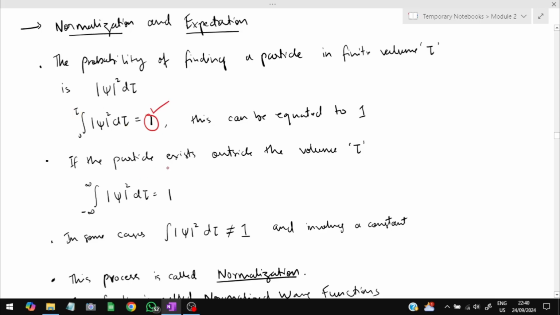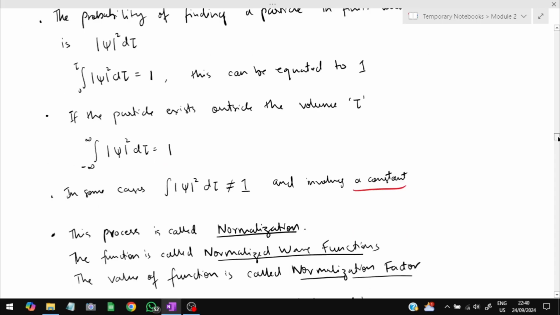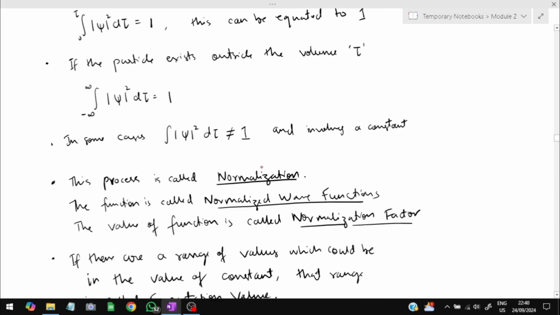If the particle exists outside the volume, then the limits will turn from minus infinity to plus infinity, and still it will be 1 because we are saying the particle exists. In case it is not equal to 1, it involves a constant. This is all you need to know. These three main points are there, and this whole process is called normalization. The function is called the normalized wave function, and the constant value is called the normalization factor.